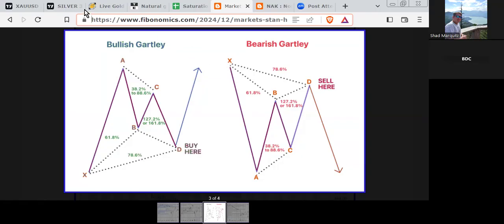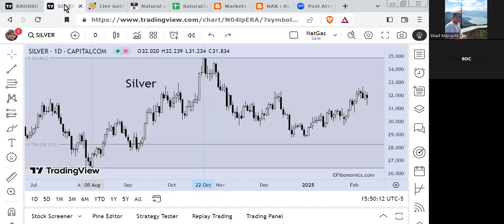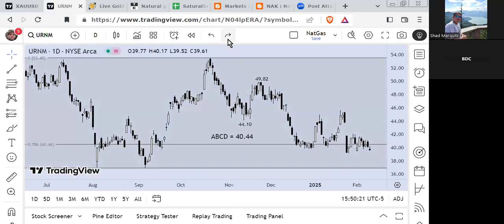Okay, now that I've said that, and people can go back and look at that, let me go back to the silver chart, and we're going to show URNM, which is the uranium. And I'm going to forward this twice. Now, here we have another bullish Gartley so far. And it's the same thing that you just saw. The thing that defines the box all the way up, and then A, B, C, D, and all kinds of action here.